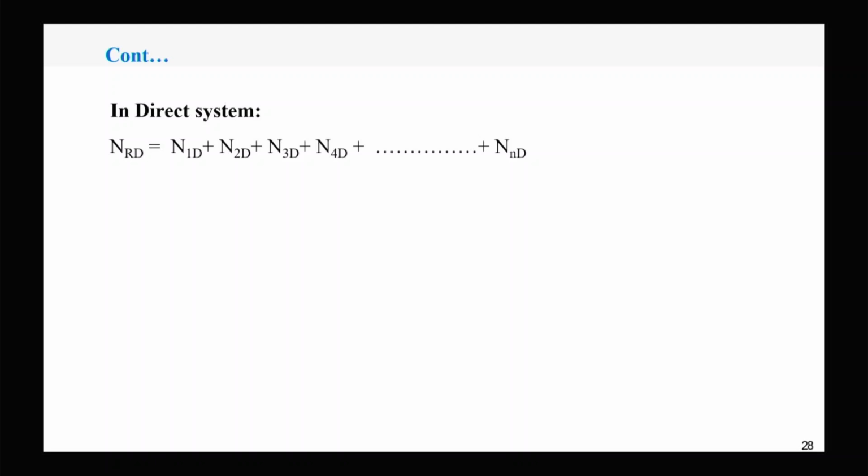So this was all in the indirect system. In the direct system, we have to add to get the resultant. So for denier, the individual deniers are N1, N2, N3, N4. So we simply add to get this resultant count, because direct system is coarser the yarn, higher will be the value.